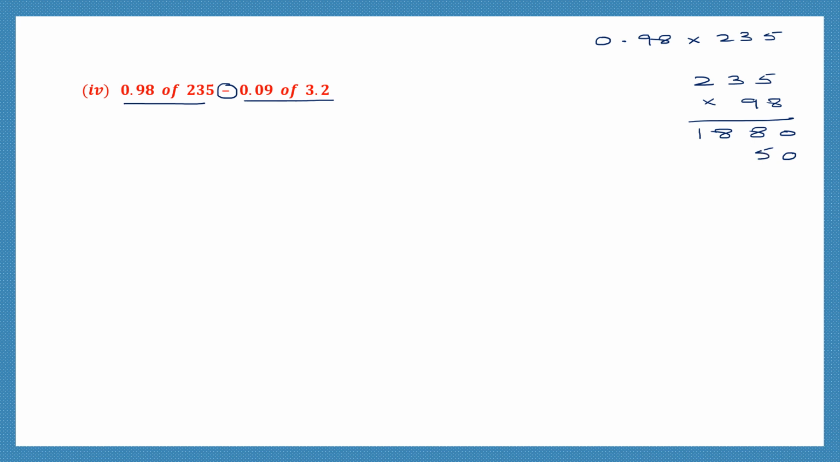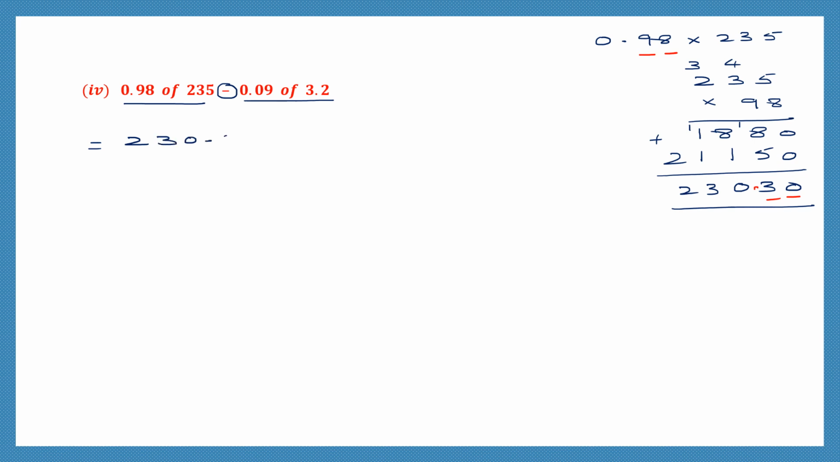9 5s are 45, carry 4. 9 3s are 27, plus 4 is 31, carry 3. 9 2s are 18, 19, 20, 21. Plus 0, 8 plus 5 is 13, carry 1, 8, 9, 10, carry 1, 1, 2, 3 and 0. Now in our question, how many decimal places? 1, 2. So in the answer also 1, 2 and the point comes here. So this is 230.30 minus, we can even leave out the 0 and write 230.3. Now let's go on to the next part.